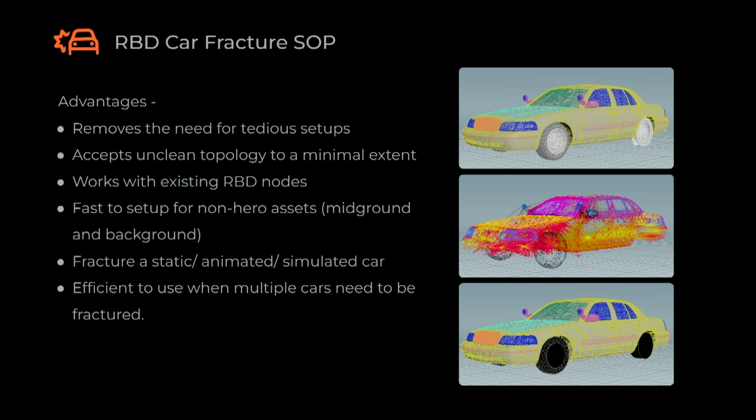So it's much faster to iterate on these cars, which have a lower polygon count than your actual geometry. You can fracture a static, animated, and simulated car, and it's really efficient when you have multiple cars in your scene. So with that being said, what's this CarBD workflow that we're talking about? With the introduction of this one particular node, how has the workflow changed from my perspective?